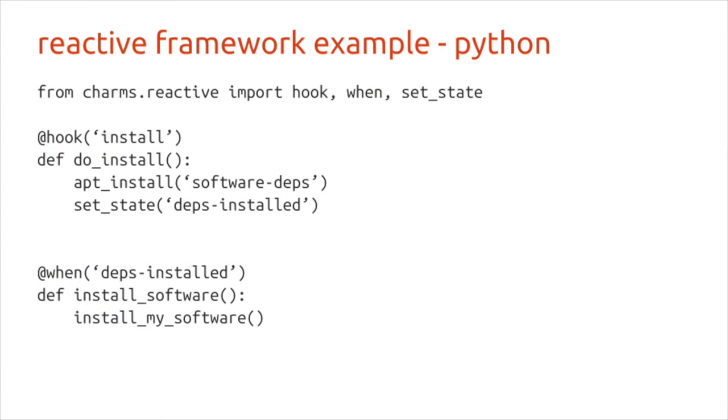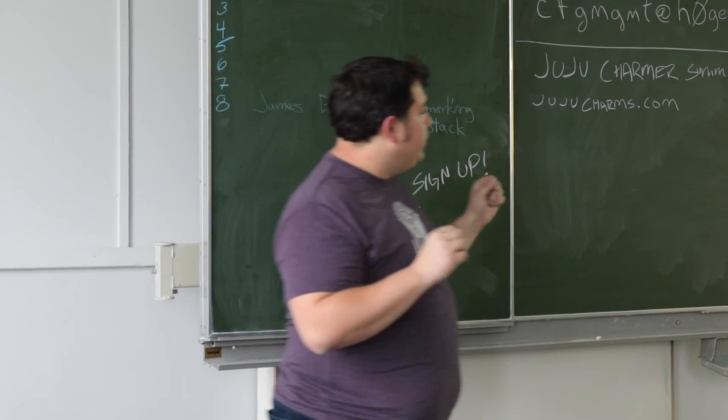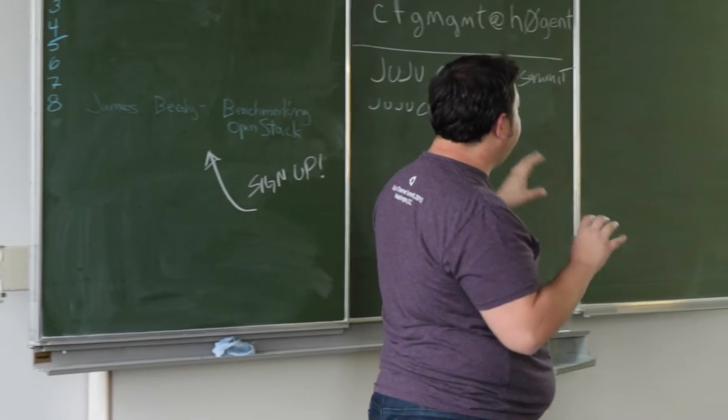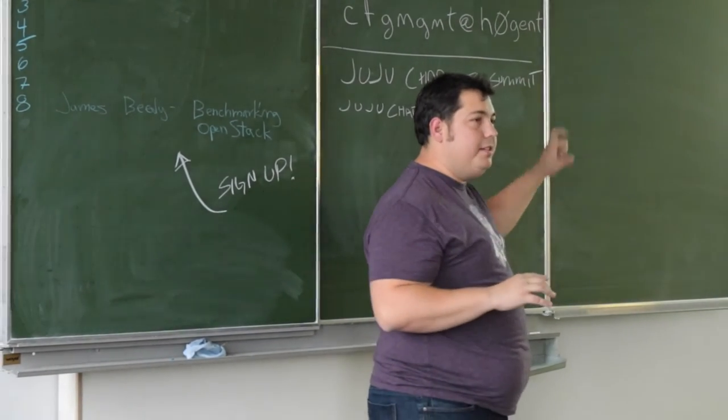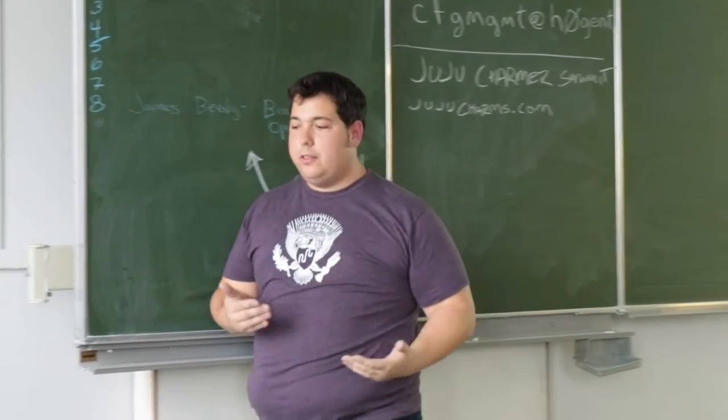As an example, you have something like this, where when Juju tells you it's time to do an install, you can do these certain things and set a state that the dependencies are installed. Now every layer can say, when deps are installed, I can do these things. So in the same layer, I can say, when my deps are installed, I can install my software. By responding to states, you set a declarative, explicit example of how this charm works in these varying levels. It's very easy to read and walk through as a user.